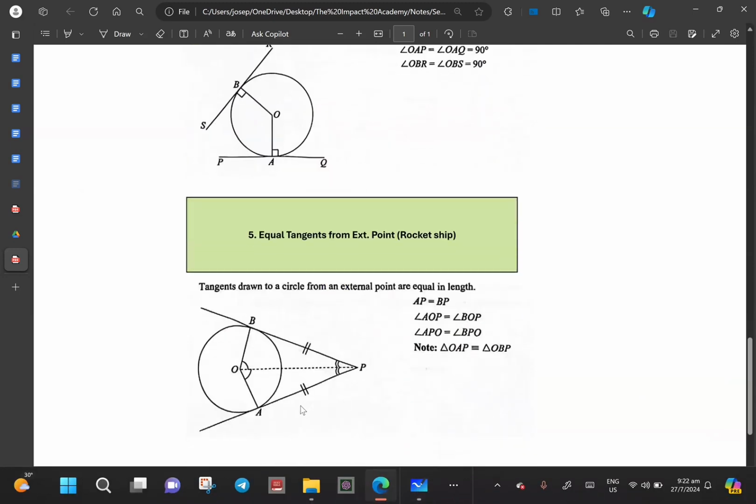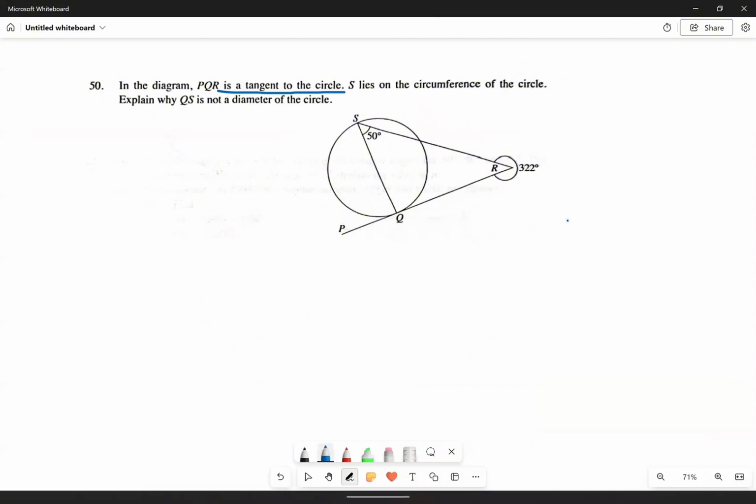Later on, we also have to learn about the rocket ship. So is this a rocket ship? No, unless there's another side to it. But in this situation, it is not. Now, the first thing we want to do is, what can we find over here? They say S lies on the circumference of the circle. So this is the one, correct? Good information.